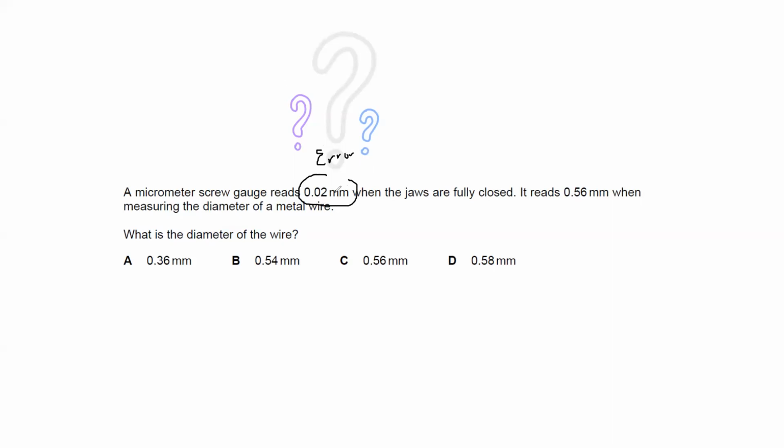The error is 0.02. When we place the wire, this is a reading with error, 0.56. So how to get the diameter? It will be 0.56 minus the error, which is 0.02. So it will come out as 0.54, so B is the right answer.